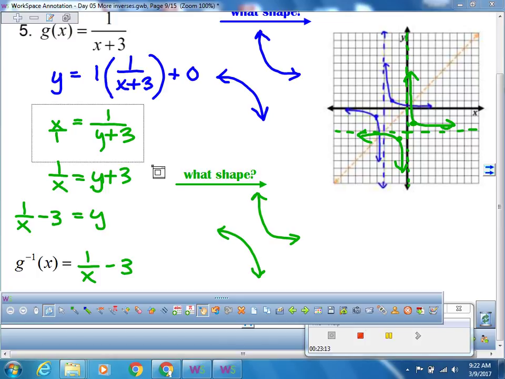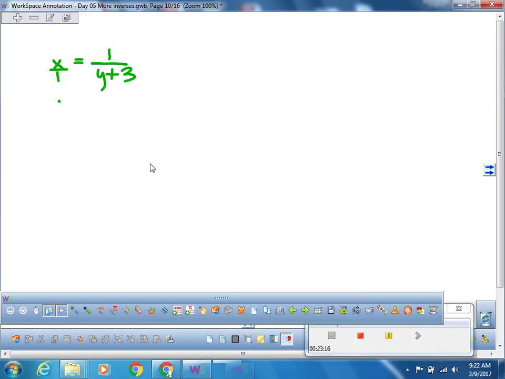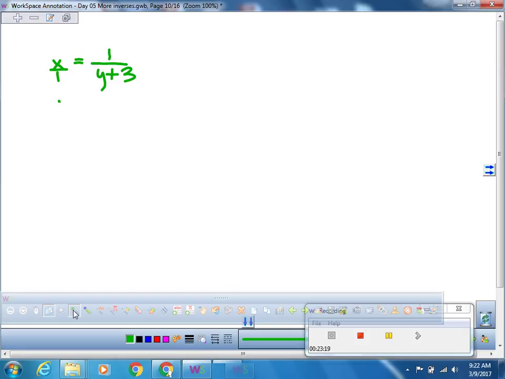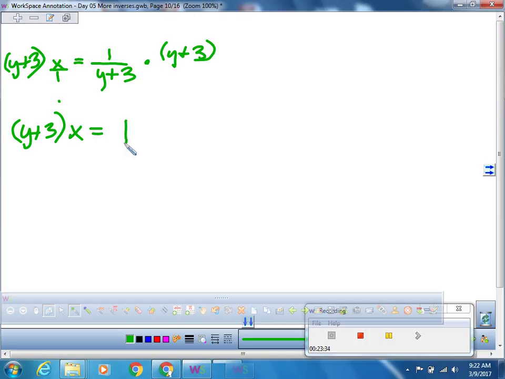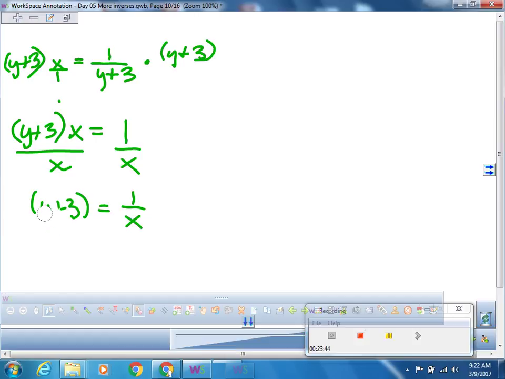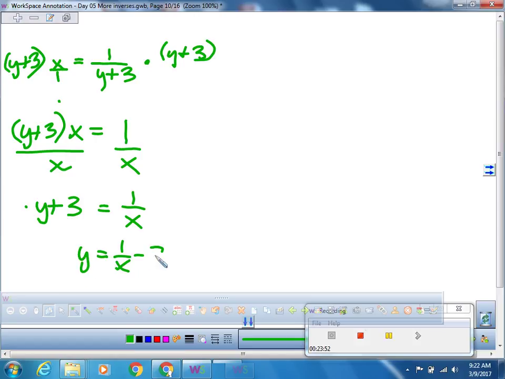Let's start here. If you have this, I believe what you're talking about, Malik, is that I should multiply both sides by y plus 3. Correct? And then I would have y plus 3 times x equals 1. And then I would divide both sides by x. This is really how you were taught to do it in Algebra 1. And then you would subtract 3 from both sides, and you would get y is 1 over x minus 3.